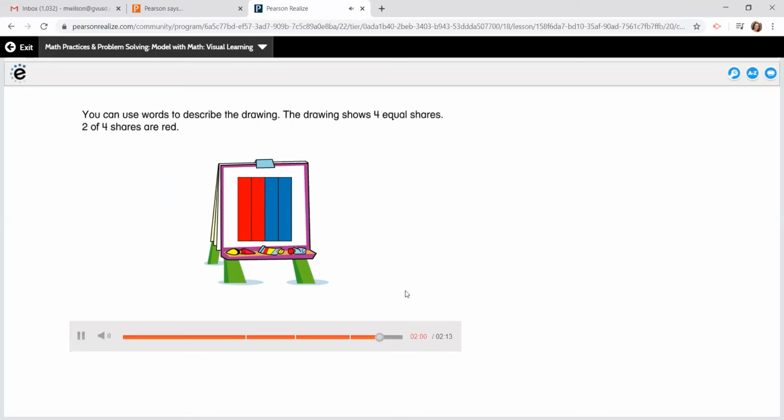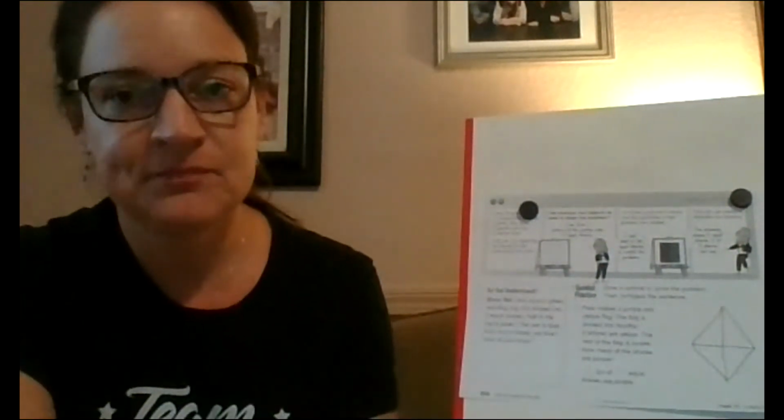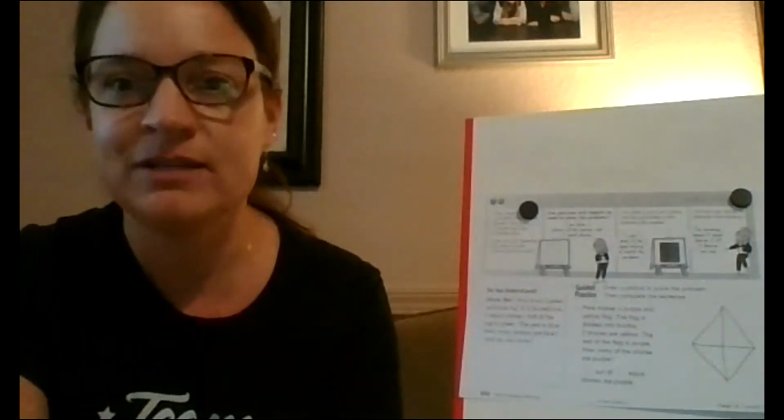You can use words to describe the drawing. The drawing shows 4 equal shares. 2 of 4 shares are red. Drawing a picture can help you solve a problem. So if we ever don't have enough room on our math page to draw a problem to go along with it, you can use the little dry erase sheet I gave you or just some scratch paper, okay? We're gonna go over the show me question.